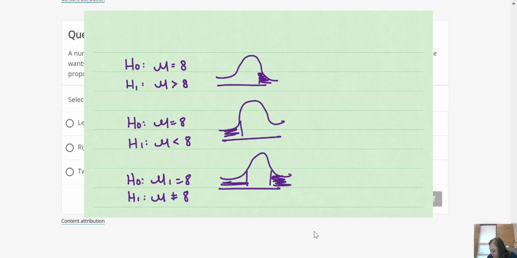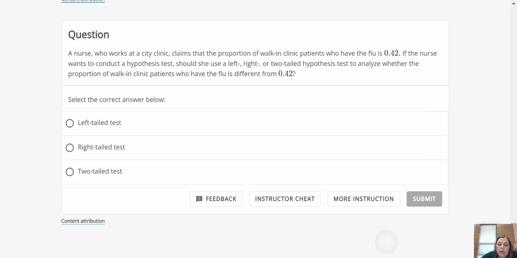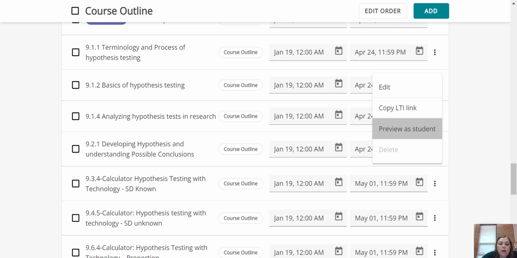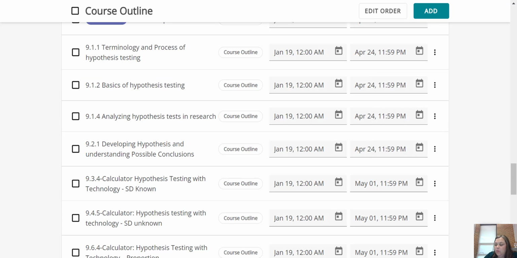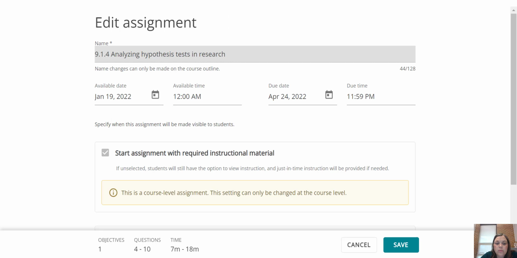So the number of tails and the direction of the tails, left-tailed, right-tailed, two-tailed, has to do with the alternate statement. Okay, it's going to match up with that. All right, so going back, this next one is one I really wanted to go over with you guys, just because of the way it's set up. It is analyzing hypothesis tests and research. Oops, bear with me here.